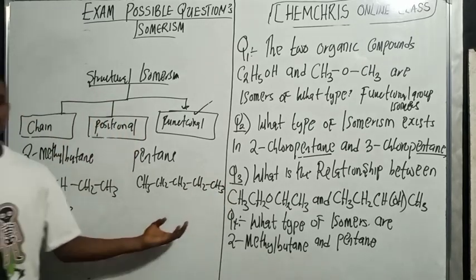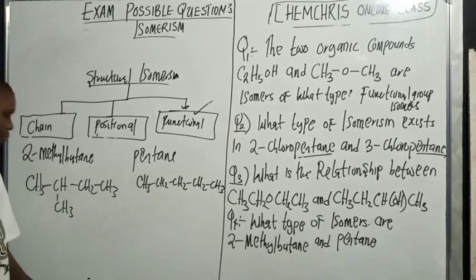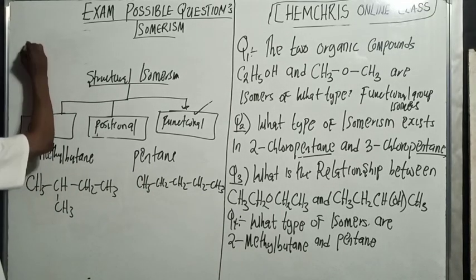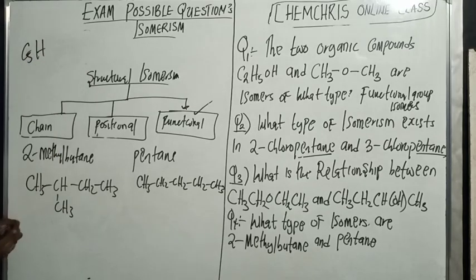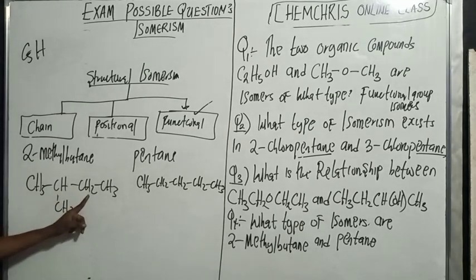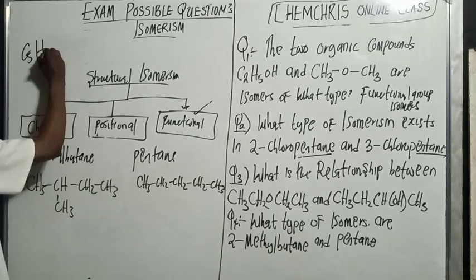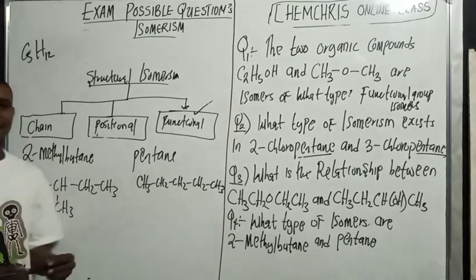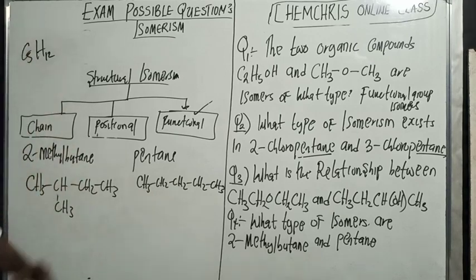So now, let's confirm if they have the same molecular formula. Here we have 4 carbon in the main chain, 1, 2, 3, 4, plus the methyl, so 5 carbon. So here we have 12 hydrogen. You check it very well: 6, 7, 8, 9, 10, 11, 12. 12 hydrogen, right? The same with this one too. Now you can see that both of them have the same molecular formula, C5H12.